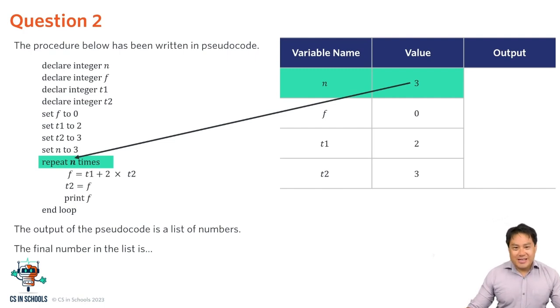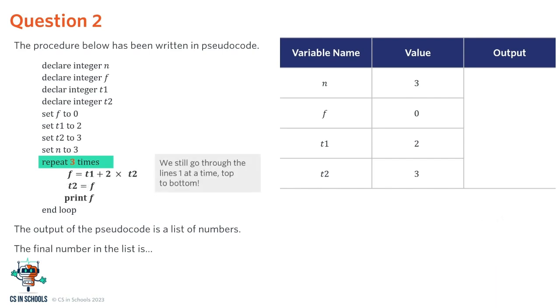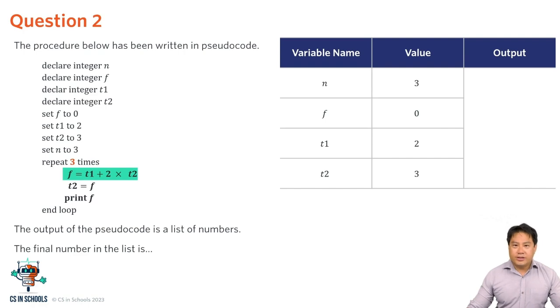So we are going to repeat that section of code 3 times, as indicated by the value in n. When we are repeating that code chunk, we're just going to go through one line at a time from top to bottom as we have previously. Let's take a look at that first line that's been indented. Here we see it's f equals t1 plus 2 times t2.